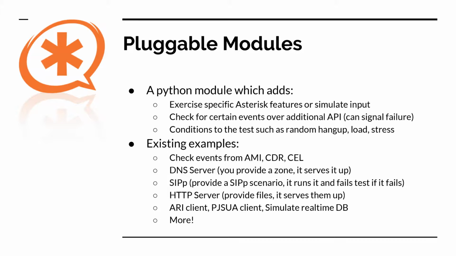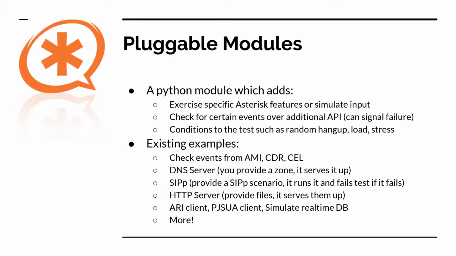A pluggable module is any one of the Python modules that we have in the test suite that is an add-on. It exercises specific Asterisk features or checks for certain events or adds different test conditions. Maybe we're trying to create some additional stress or do some random hang-ups of some things in order to cause conditions that we're looking for, to potentially cause a failure that we can then catch and fix.